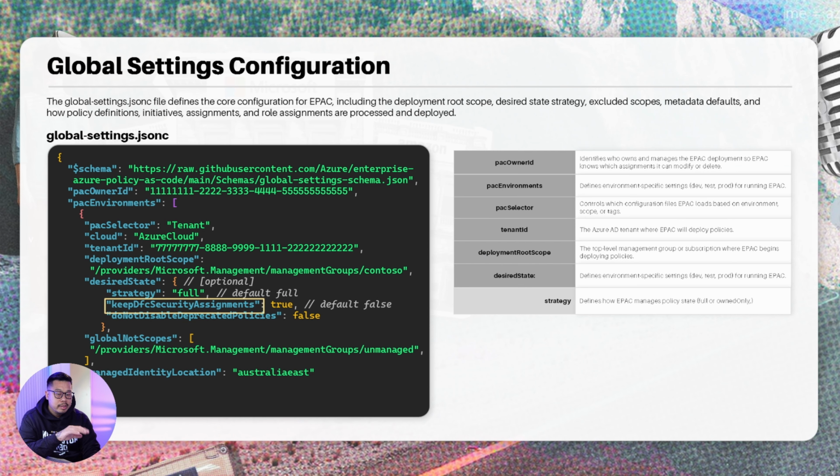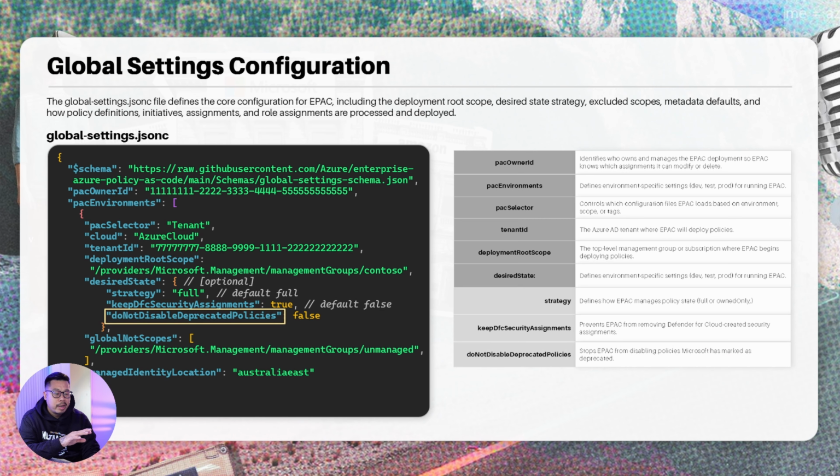So next up is keep DFC security assignment. So this basically prevents EPAC from removing Defender for Cloud created security assignments. So the next one is do not disable deprecated policies. So it stops EPAC from disabling policies Microsoft has marked as deprecated.